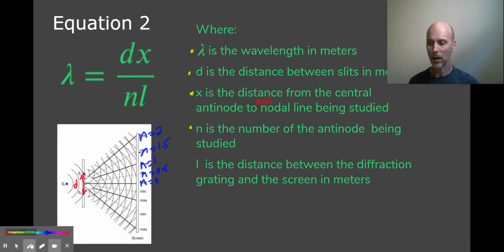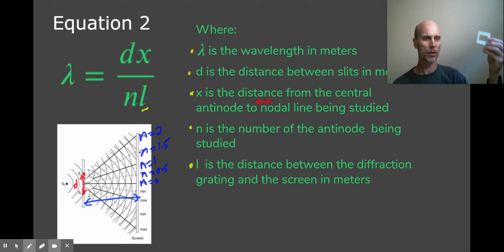And finally, L represents, this is a little different from the last equation, L is the distance between the diffraction grating and the screen. So on this picture right here, it would be represented by this distance from here to here if I drew it nice and straight. In real life, it goes from where I hold the diffraction grating to where the screen is. Regardless where I put the laser, the experiment starts when the laser light hits the diffraction grating.